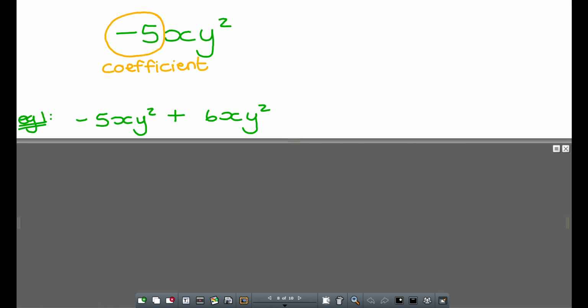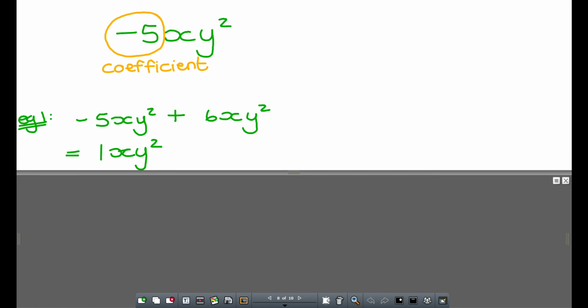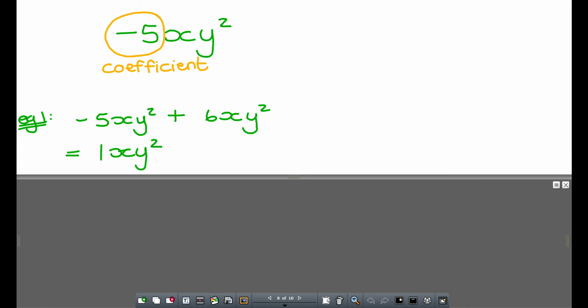If I were to give you minus 5xy squared plus 6xy squared. Now, because we see a plus, I first had to think, are these two like terms? Yes, they are. They've got the same unknowns or the same variables. So I am allowed to add. Now, because they're like terms, we can just look at the coefficients. So minus 5 plus 6 gave me 1. And now what about the variables? They stay the same. And that's where the apples and bananas come in.